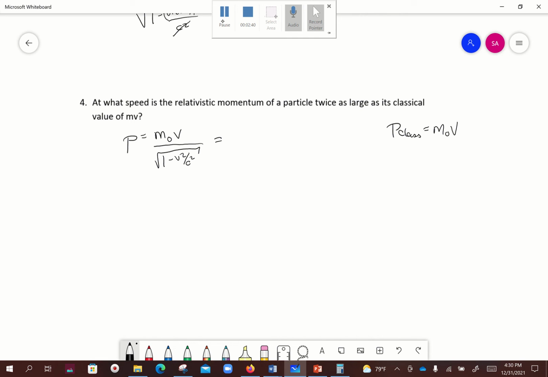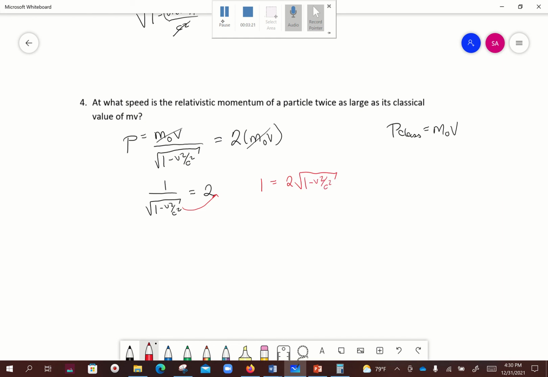So we're told the relativistic momentum is twice the classical momentum. All right, so I've got m0v on both sides. So what I know is 1 over the square root of 1 minus v squared over c squared is equal to 2. Now I have to do basically the same kind of algebra that I did for question 2 to get the v out. First I'm going to multiply the square root out, so I get 1 is equal to 2 times the square root of 1 minus v squared over c squared.